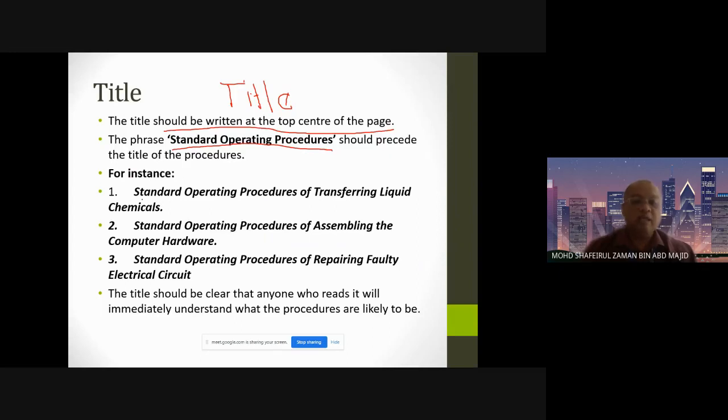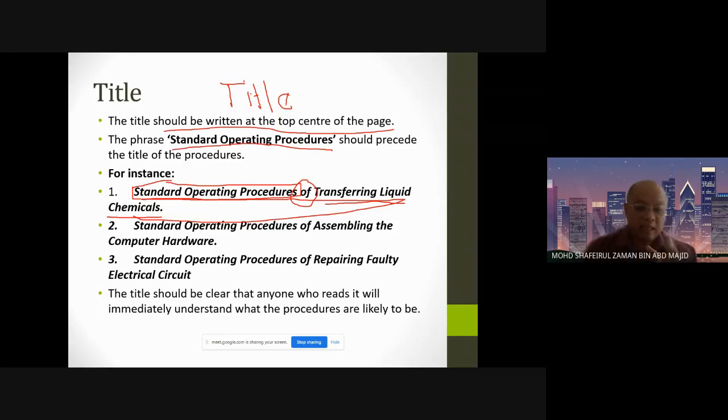For example, standard operating procedures of transferring liquid chemicals. So when you're going to write the title for the assessment, or later on when you're going to start working, you use the word of, not for. And do not forget to include the standard operating procedures, which come earlier than the procedure itself. So in this context, number one, standard operating procedures, remember, of transferring liquid chemicals. So this is your procedure, transferring liquid chemicals.